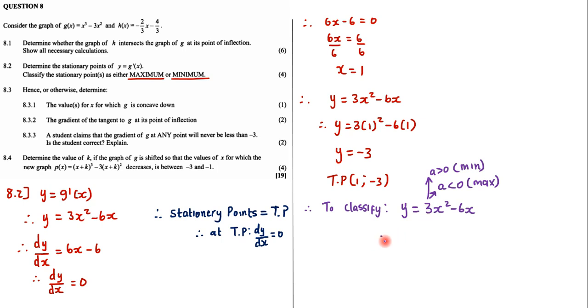So therefore, 1 is to minus 3. Because this is positive, this means this is going to be our minimum. And that is how we get our value here, or our final answer. All right, so now let's go ahead and do 8.3.